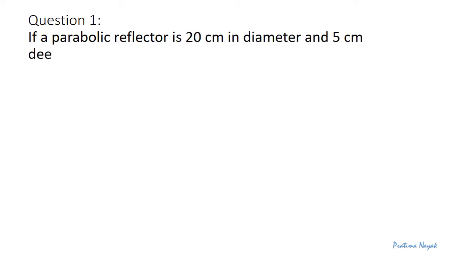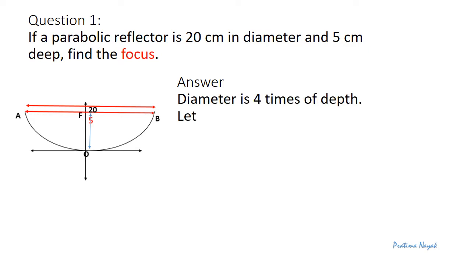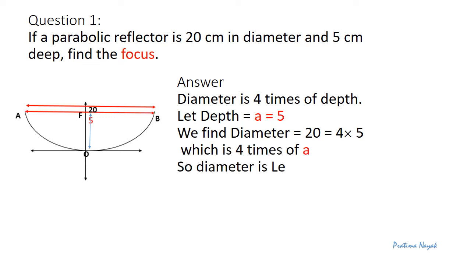Question number 1, very simple question. If a parabolic reflector is 20 cm in diameter and 5 cm deep, find the focus. So we have drawn the figure. Diameter is 4 times the depth. Let depth be a and diameter is 20, which is 4 times a. So it is the latus rectum. So where should the focus be? Focus is at the midpoint of the diameter.